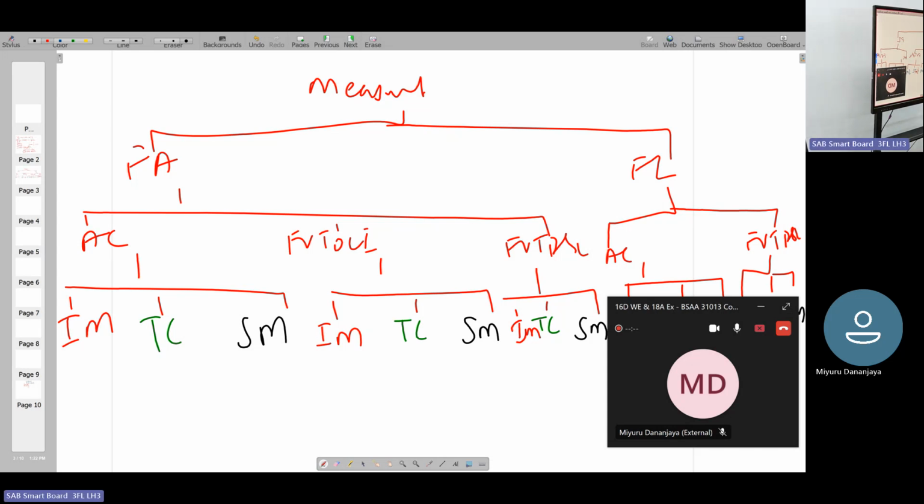In the liability side, amortized cost, the transaction cost should be recorded against the financial liability itself. Right? Then the subsequent measurement should be at amortized cost. Interest income, interest expense. Interest expense should be recognized at EIR, effective interest rate.